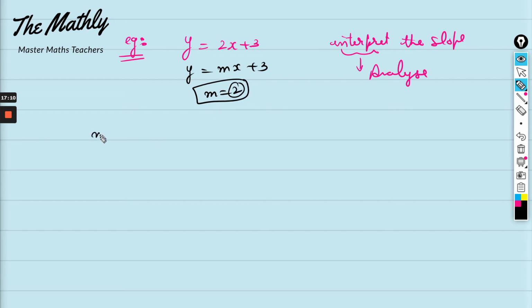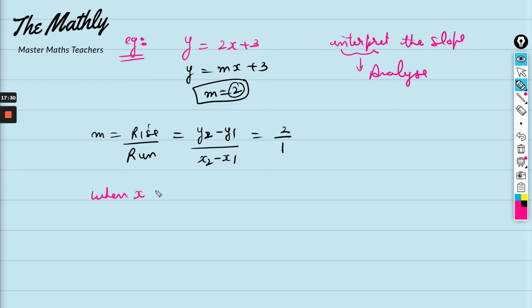Now, let's try to understand. Slope is actually rise upon run, which is y2 minus y1 upon x2 minus x1, which is 2 upon 1. What the statement is saying is that when x increases by 1 unit, y will increase by 2 units. That's the meaning of a slope.